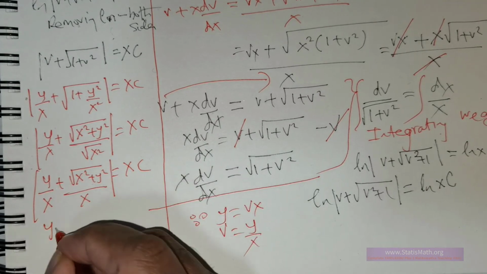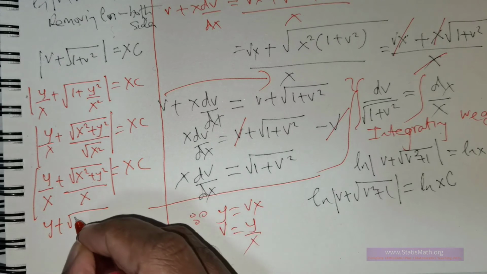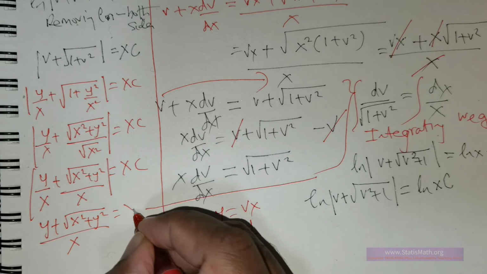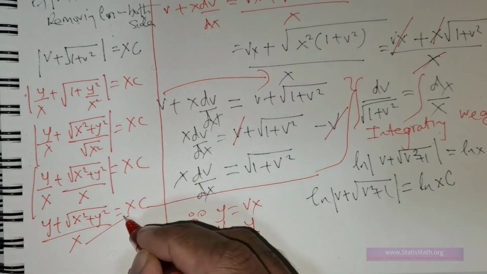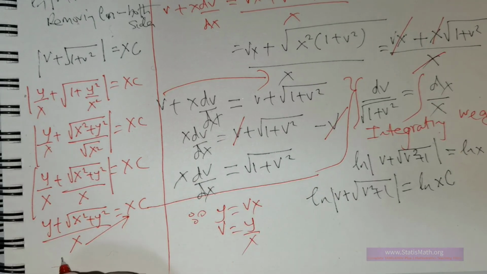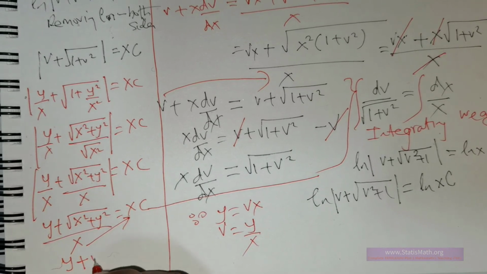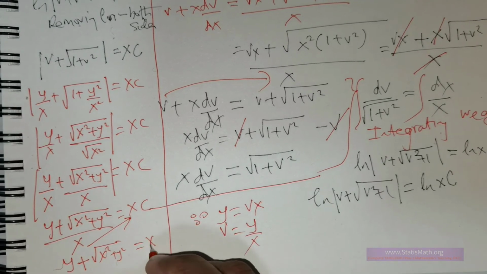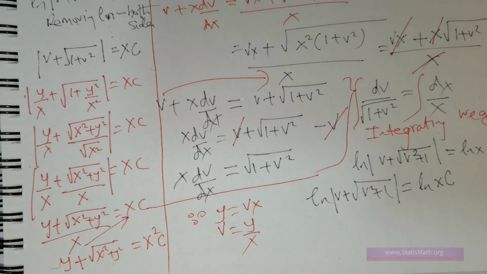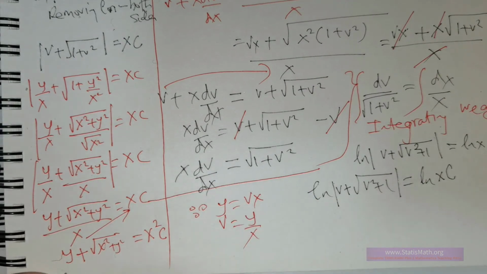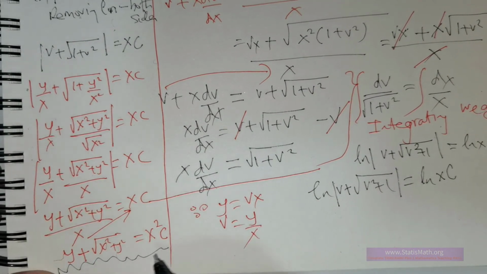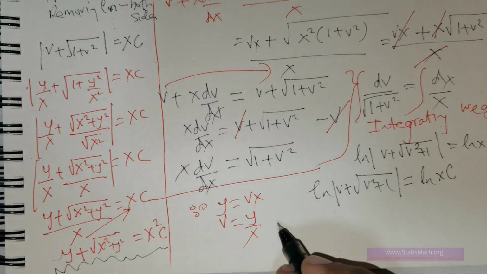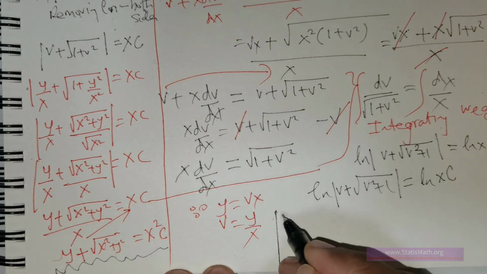Taking the LCM, you get (y + √(x² + y²))/x = xc. Moving x to the right side gives you y + √(x² + y²) = x²c. So this is a beautiful result which you have got. Now the solution is not complete. We need to find the value of c.